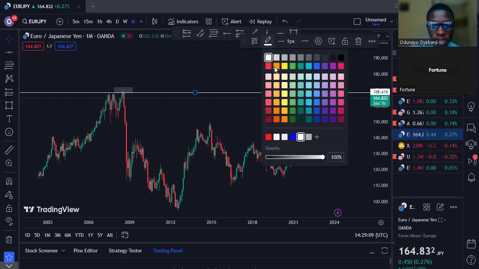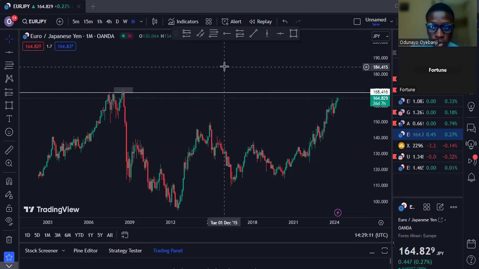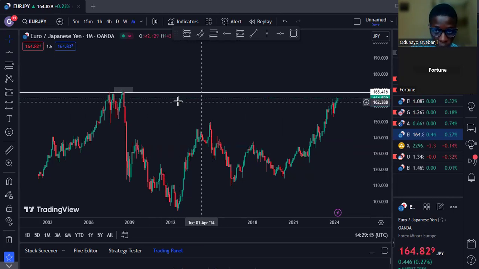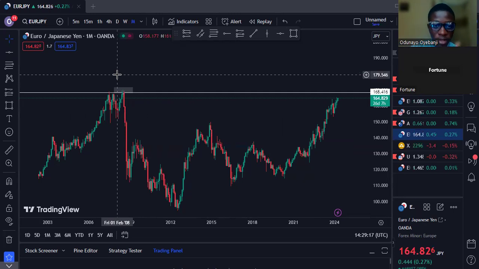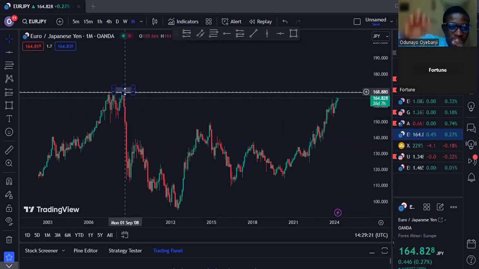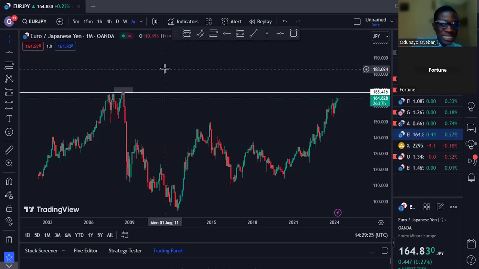Let me make it clearer. Can you see the line? Is white okay for you? Any color is good. All right, very good. So now I've marked this point as the highest high I can see right now on the monthly time frame. Do you get me? It is the highest high.